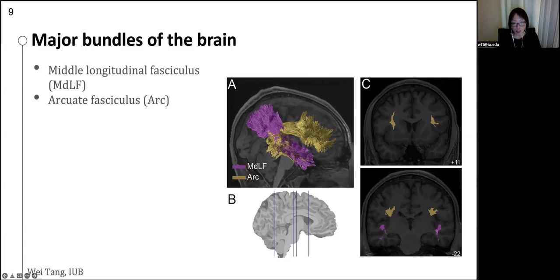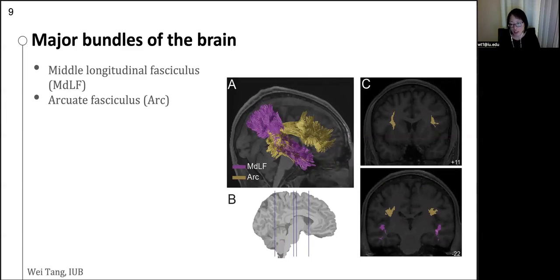This other bundle colored in yellow here is the arcuate fasciculus. It is a long anterior posteriorly directed bundle. It runs laterally in the temporal, parietal, and frontal lobes. It carries fibers between the temporal cortex and some parts of the frontal lobe.